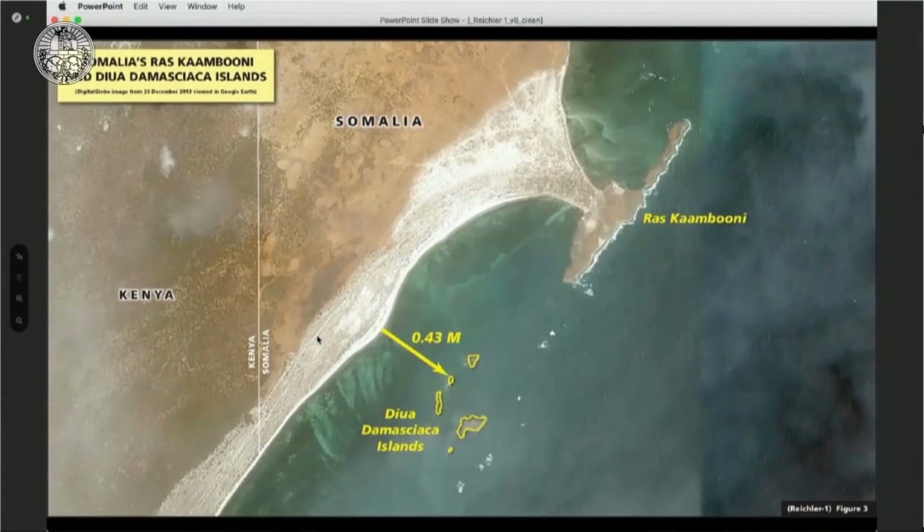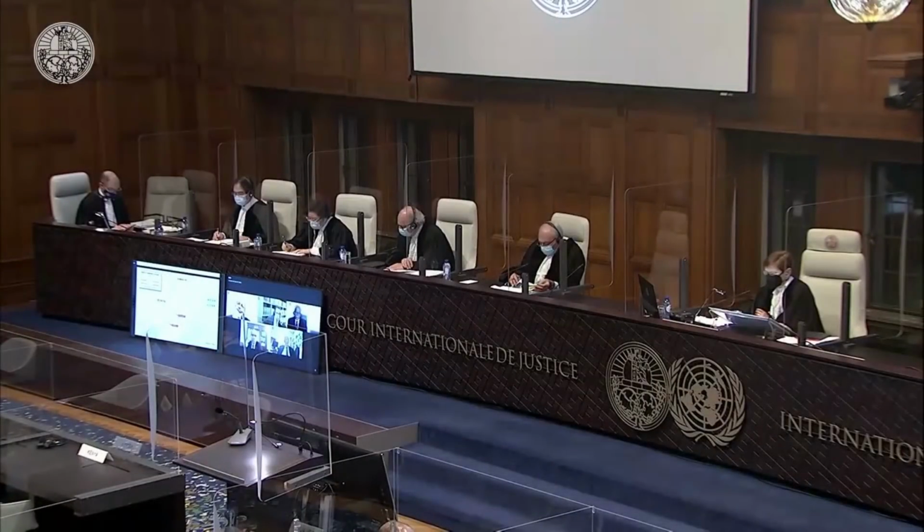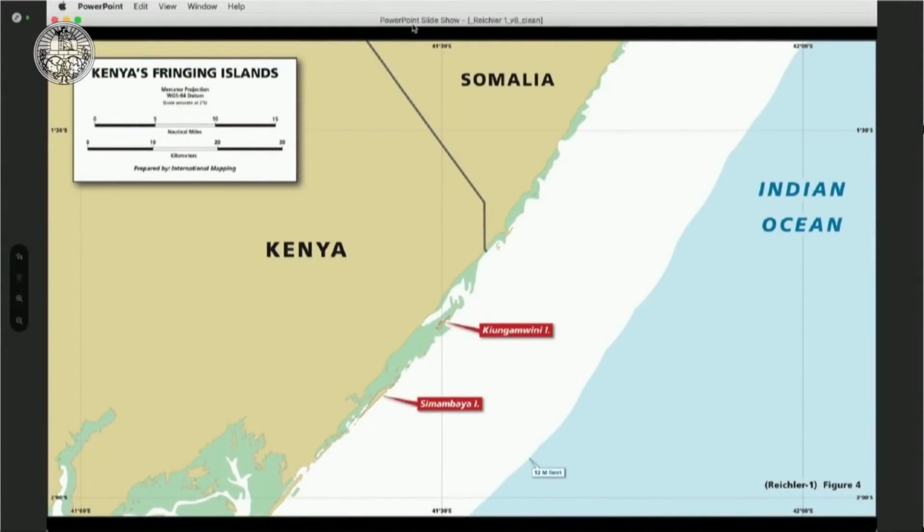To be sure, a closer look at these coasts reveals the presence of some small islands on both the Somalia side and the Kenya side of the border. On Somalia's side, here and at tab 47, you will find the Diua de Mashiaka Islands, a few rocky islets less than half a nautical mile offshore, just to the south of a headland at Ras Kambuni. Kenya, too, has some small fringing islands immediately adjacent to the continental coast. They are shown here and at tab 48, specifically Kiungamwini and Simambaya Islands.